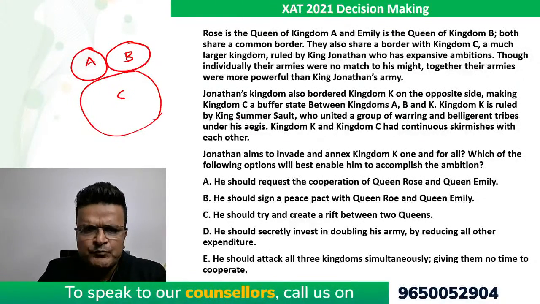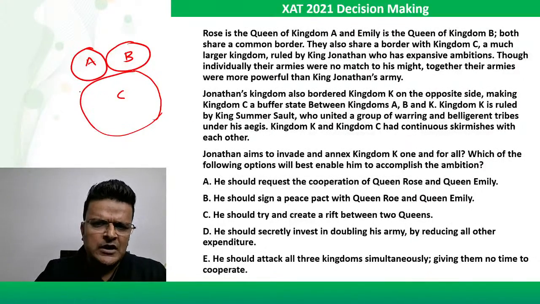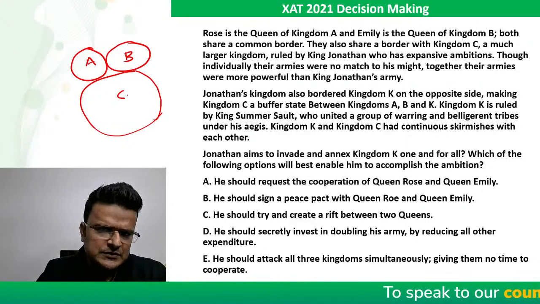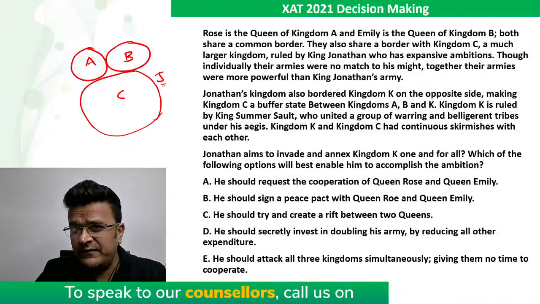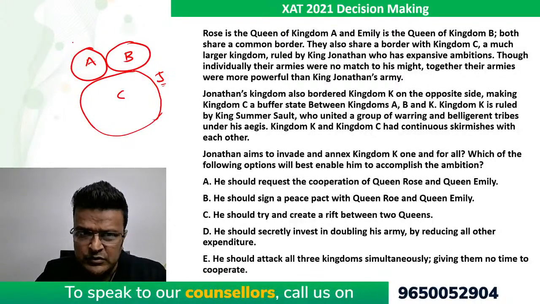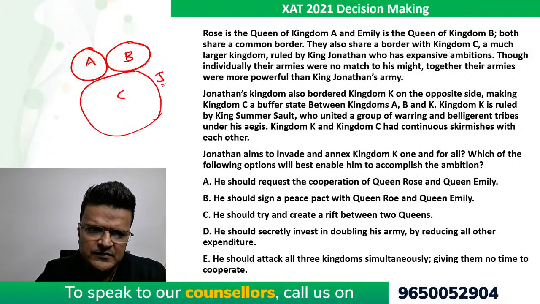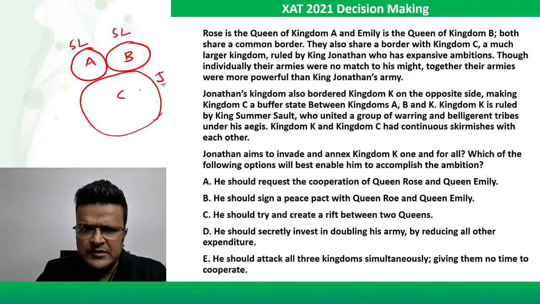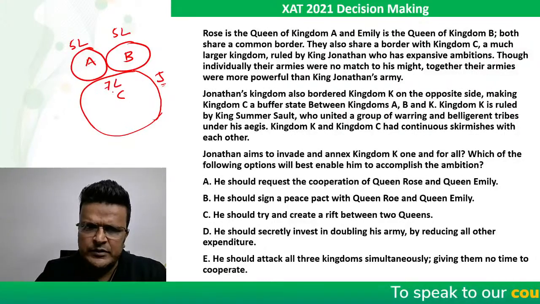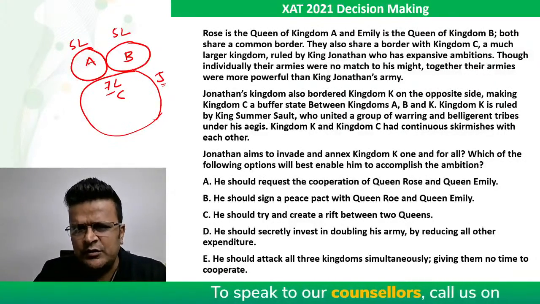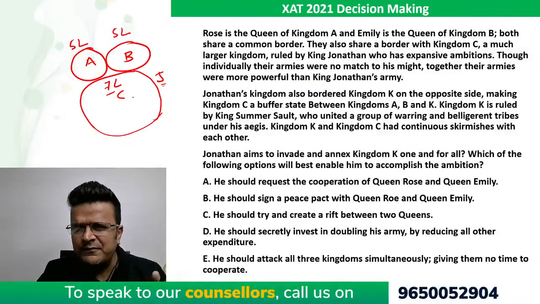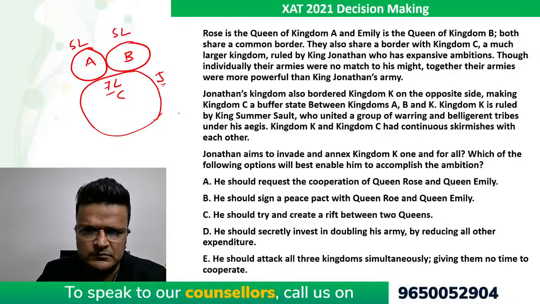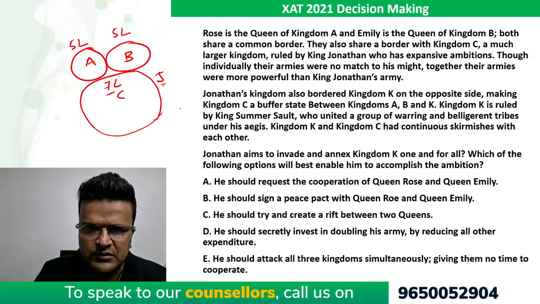And then it says, though individually their armies were no match to his might, so King Jonathan rules this country, and A and B individually cannot face this guy, right? So let's say A's army is 5 lakh, and B's army is, let's say, 5 lakh, and Jonathan's army is, let's say, 7 lakh. So individually A and B cannot do anything to C, but together they can, right? But I'm taking random figures just to explain, correct? I don't know, but I'm just assuming.